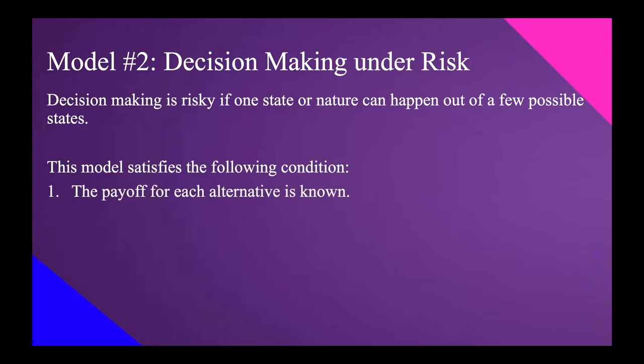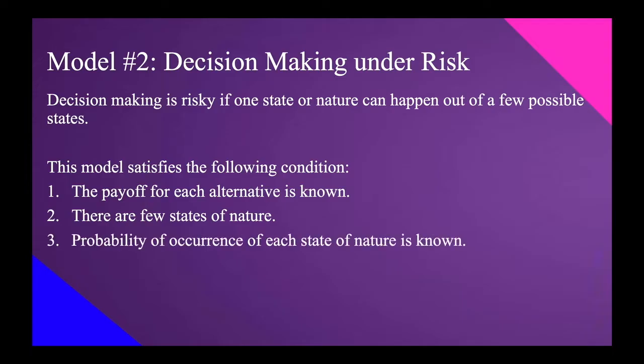First condition is the payoff for each alternative is known. So, given na yung payoff mo in every state of nature, in every alternative. There are very few states of nature, and the probability of occurrence of each state of nature is known. Next, the last one, the cost of perfect information is known.